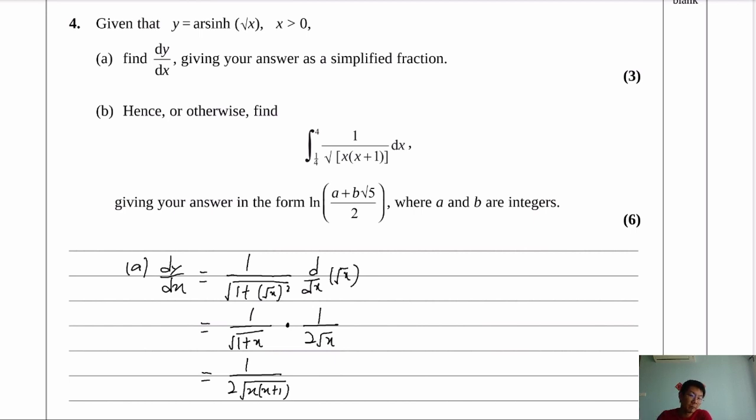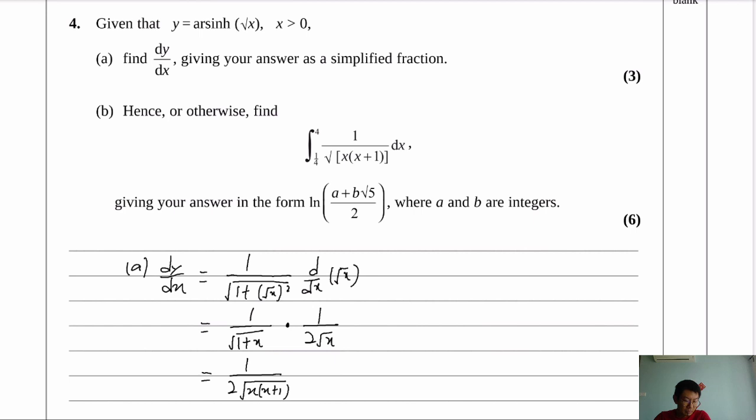And one more thing that we need to do is, if we are not differentiating just x, we need to multiply by the derivative of the function itself. So in this case, we have to differentiate the root x and multiply with the result. After we differentiate the root x, we get 1 over 2 root x. From there, we just tidy up a little bit, and then we get the simplified fraction that we want to leave our answer in.